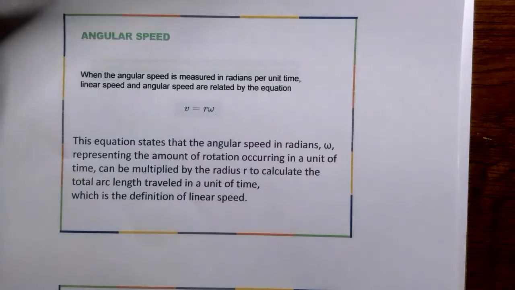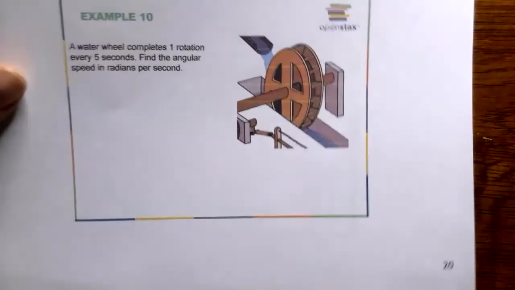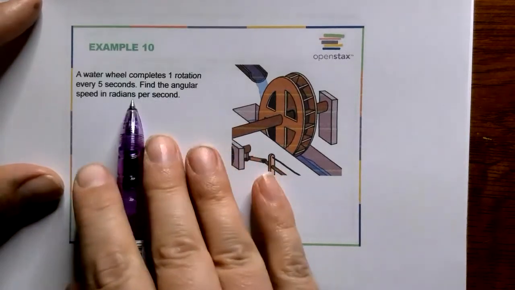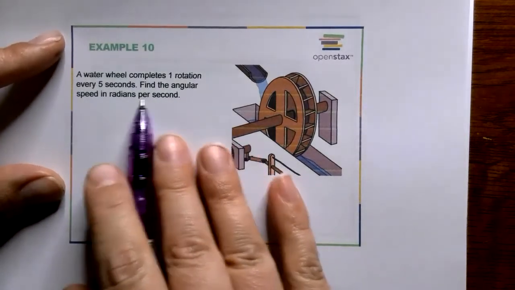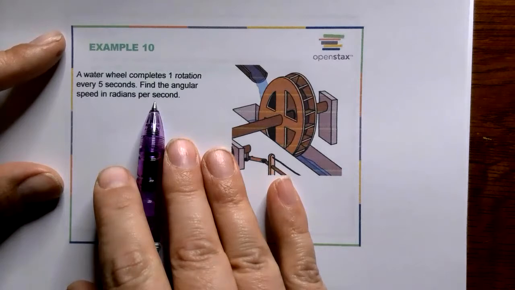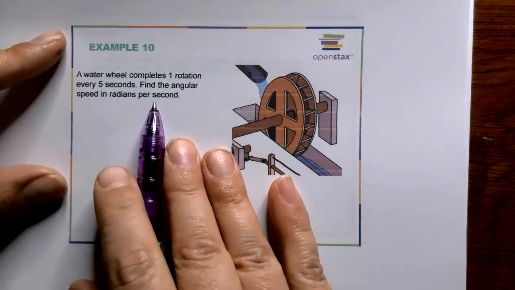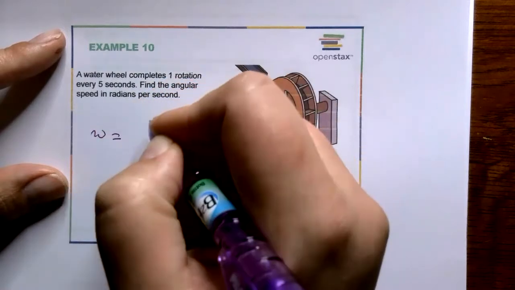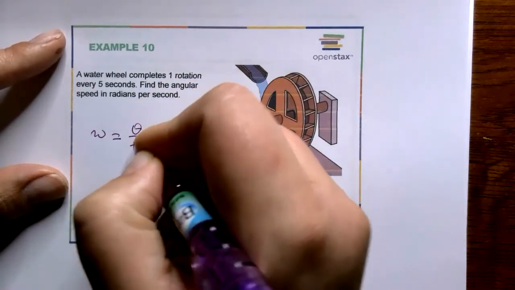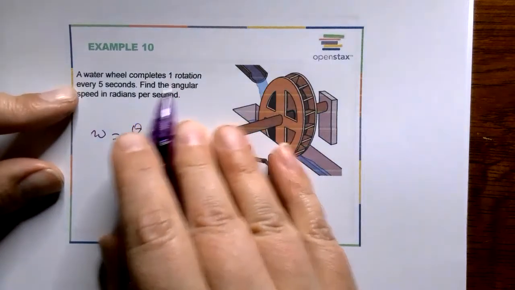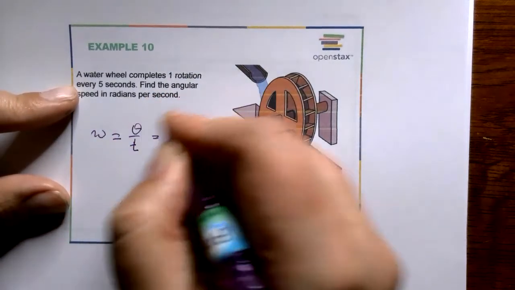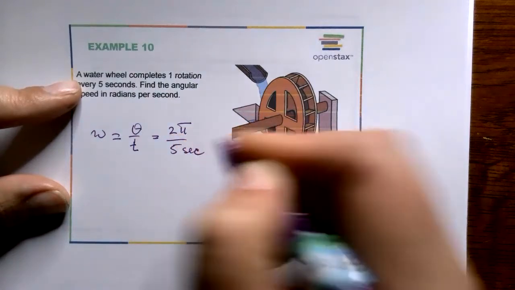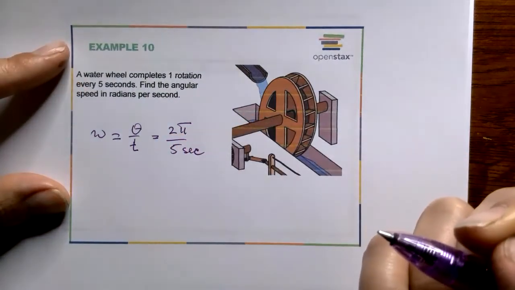So let's apply this. Here's an example. It says a water wheel completes one rotation every 5 seconds. Find the angular speed in radians per second. Well, that's easy. So the angular speed w is theta divided by t. Well, it says one rotation every 5 seconds. So one rotation is 2 pi over 5 seconds. So that's your angular speed, 2 pi over 5 seconds.